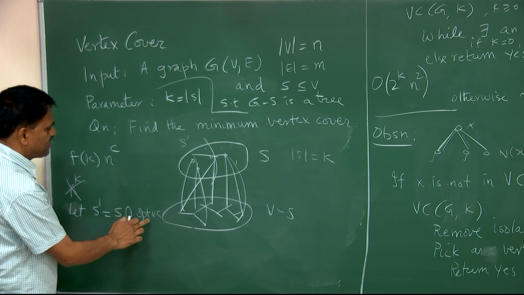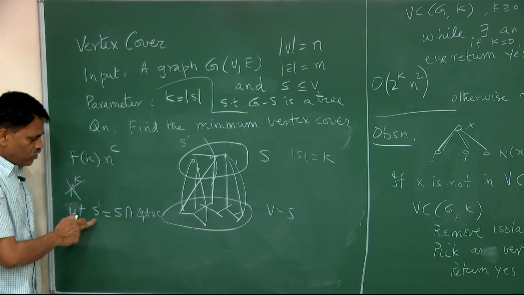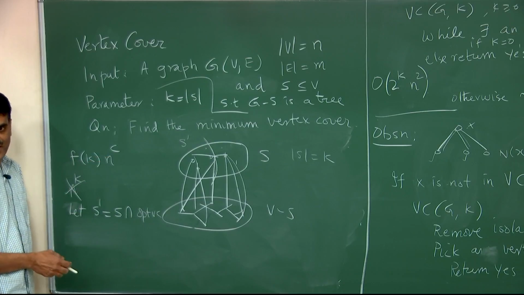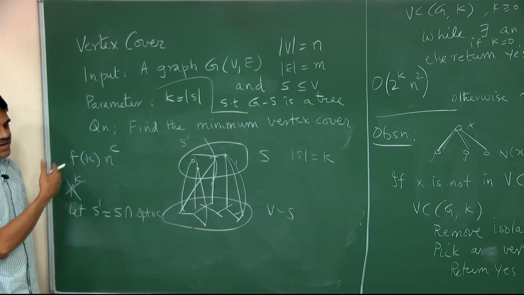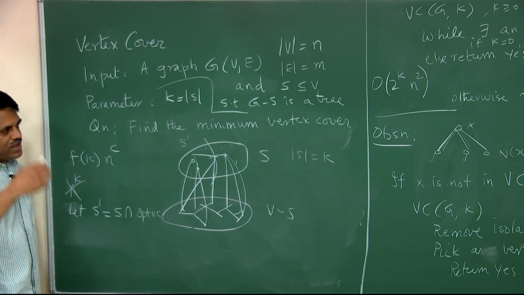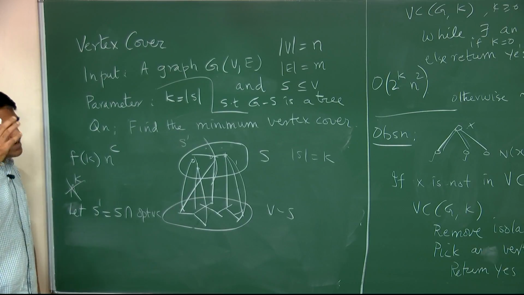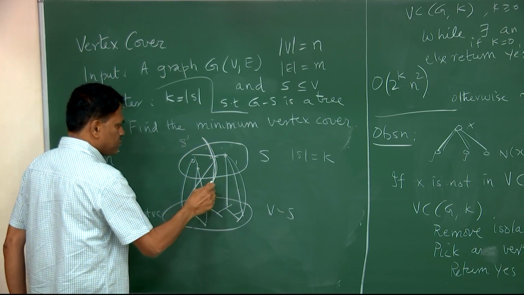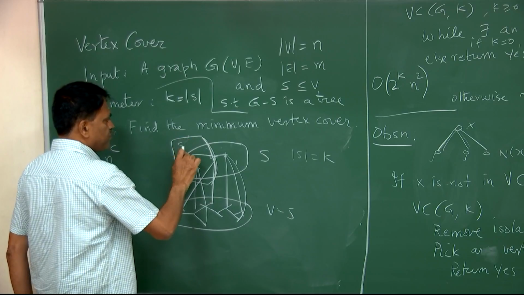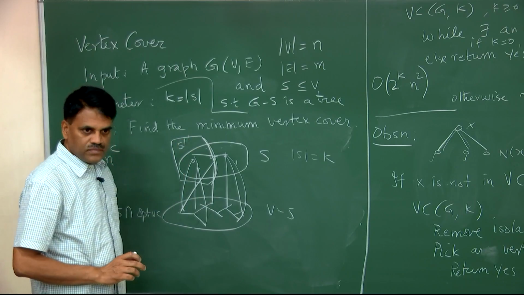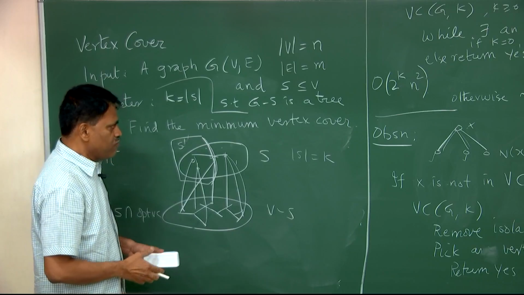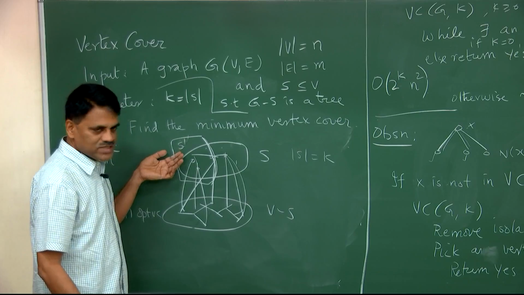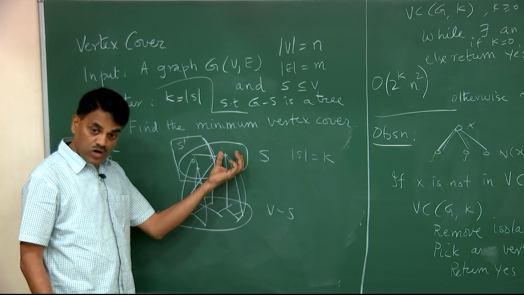I don't know this because I don't know the optimum vertex cover, so I don't know S prime, but I can try all possible S primes because I am allowed 2 power k running time. So try all possible intersections of S with my optimum. Let's say it intersects at S prime. From S, in the solution I am looking for, I am going to only pick S prime. The remaining guys I am not going to pick.